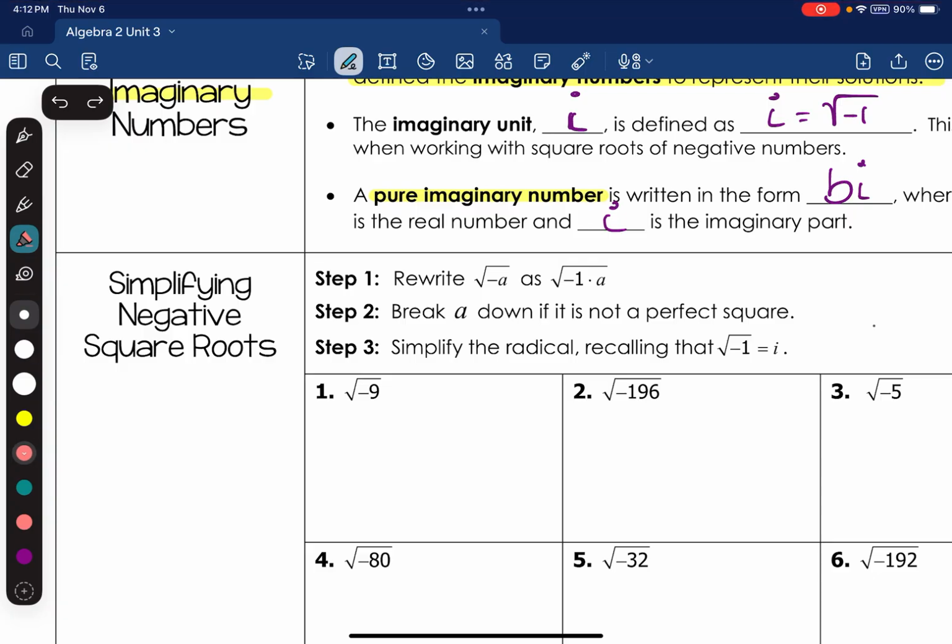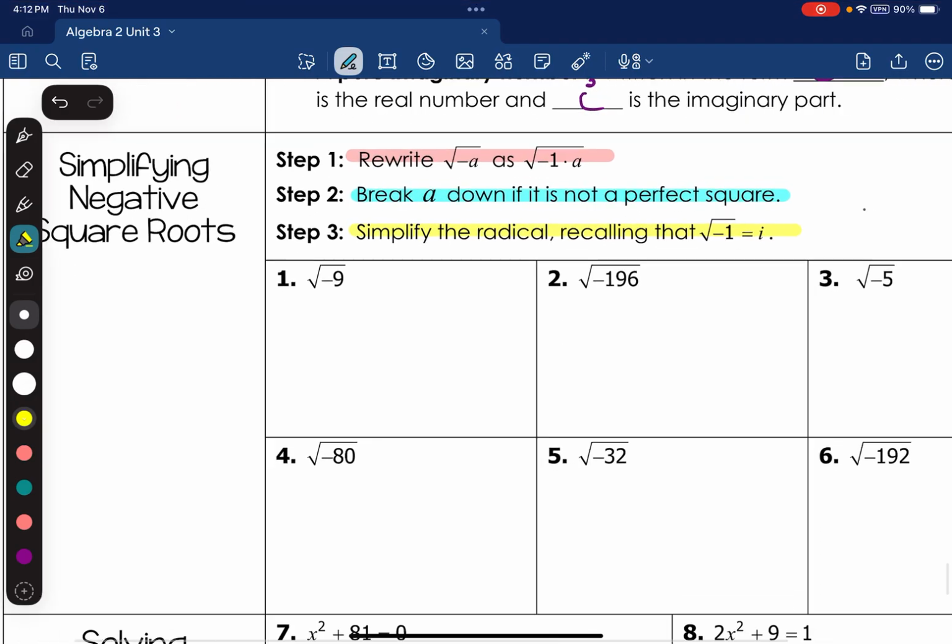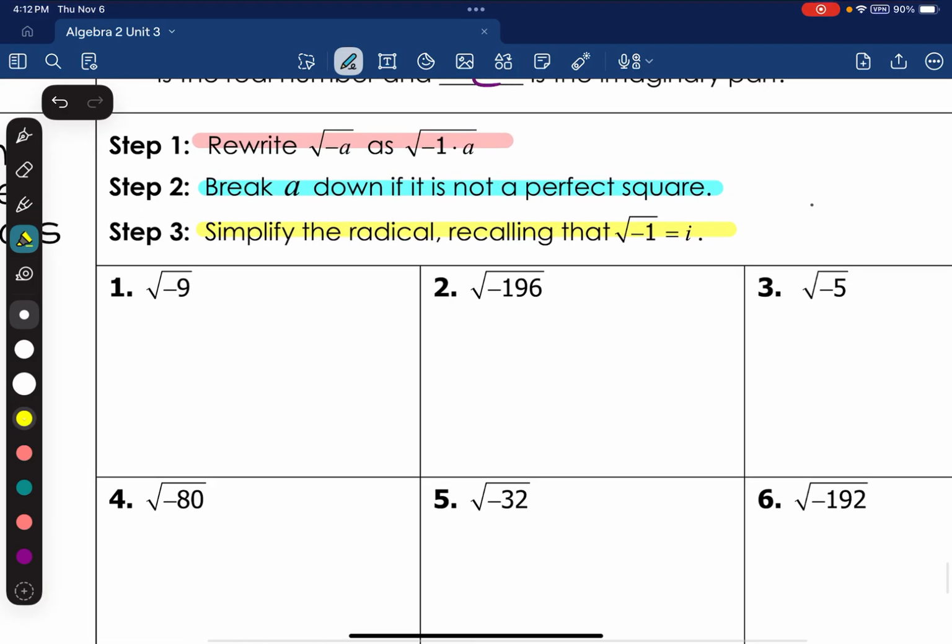Sorry, the steps go like this. First, we're going to rewrite any negative number as negative 1 times that number. Then we will break down a if it's not a perfect square. Remember, simplifying those radicals. And then finally, we're going to simplify the radical and recall that radical negative 1 means i.